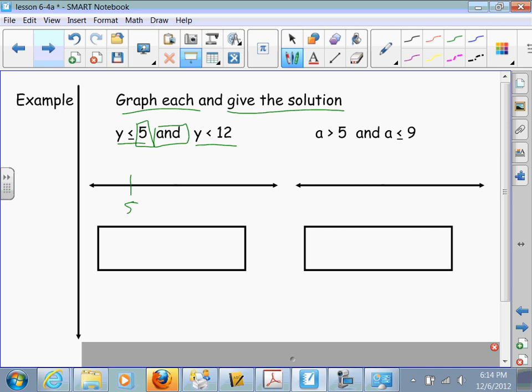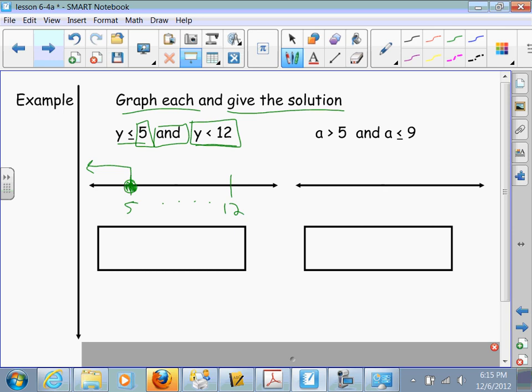Less than or equal to means I have a circle on 5, and it is filled in. And I graph things that are less than 5. Then I also have to graph the other inequality, y is less than 12. So here's 12. That is my highest number. Notice I don't have anything in between. I don't really need anything in these spots here. I just need my low number and my high number. The rest is assumed.